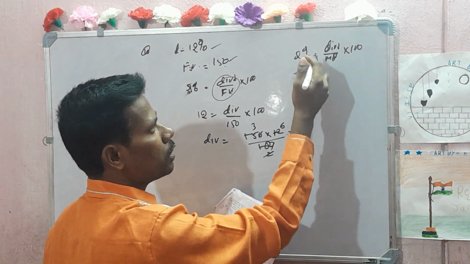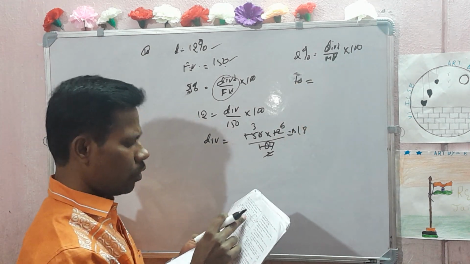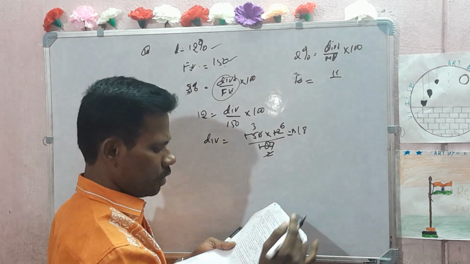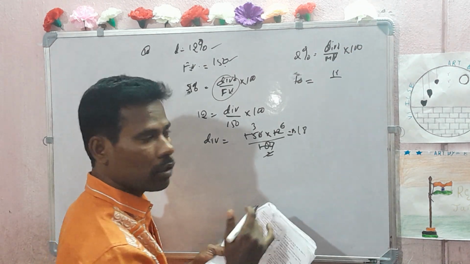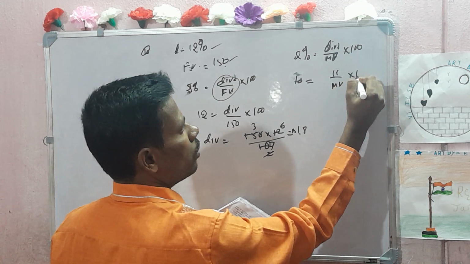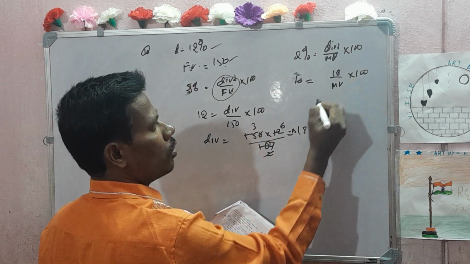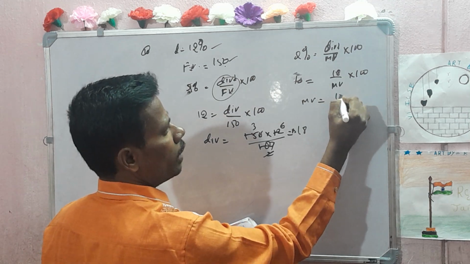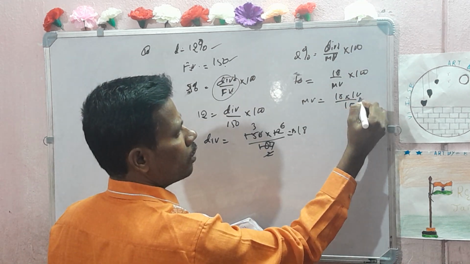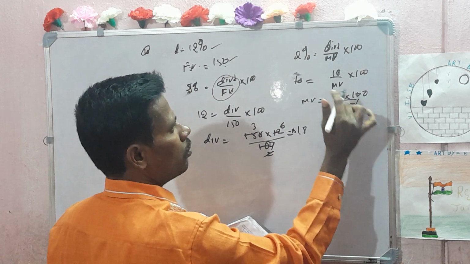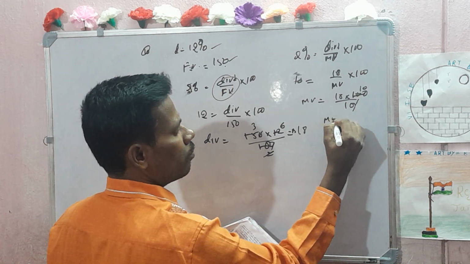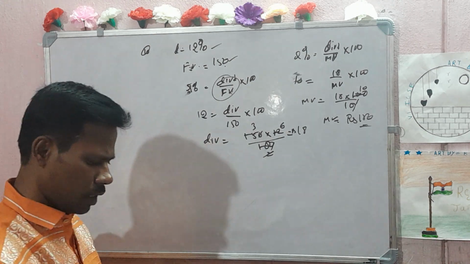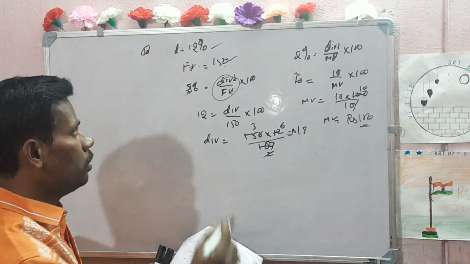Now here the rate percentage is given. And what is the dividend we got? Dividend just now is 18, by market price. Market price is what is being asked, the market value of the shares, into 100. So now market value is equal to 18 into 100 by 10. So market value is rupees 180. Market value is 180. Simple question.